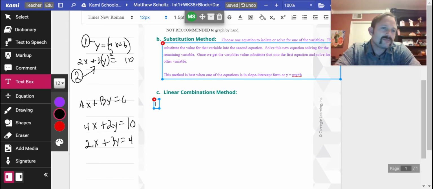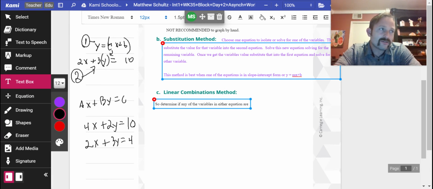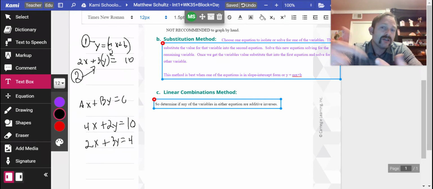All right, so to determine if any of the coefficients or variables in either equation are additive inverses, basically look at this: 4x plus what equals 0? Negative 4x. Okay, no, that doesn't match up. 2y, negative 2y plus 2y equals 0. Does that? No. So x and y don't have any additive inverses.